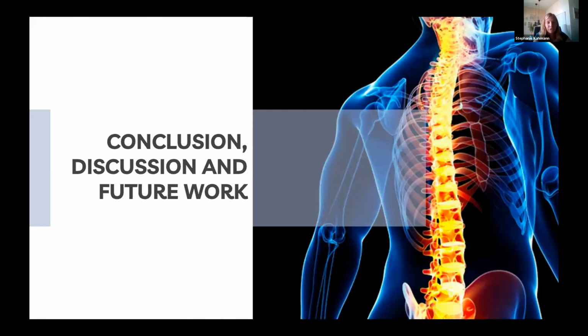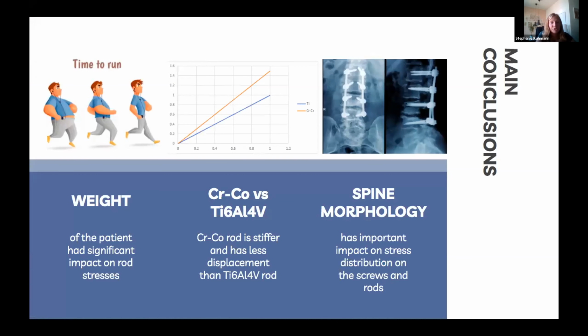Now I will come to the conclusion, discussion, and the future work. So our main conclusions are that the weight of the patient had a significant impact on the rod stresses, that the chrome cobalt rod was much stiffer than the titanium rod, so then there were fewer displacements and also lower stresses, and that the spine morphology, thus the lumbar lordosis angle, had a huge impact on the stress distribution also in the screws and rods.